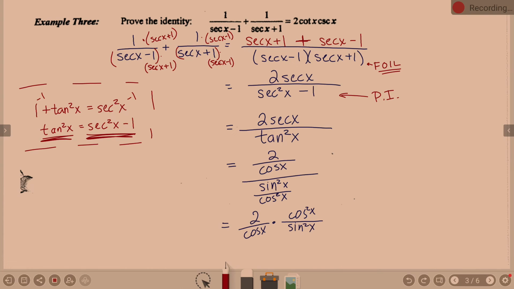So this is a cosine. I can cancel one cosine on bottom with one of the cosines on top, which takes it from being cosine squared to cosine. Now, because I'm running out of room, I'm going to write it over here. What was my goal? My goal is 2 cotangent x cosecant x, correct? Are you starting to see it? Because we are really just about there, folks.